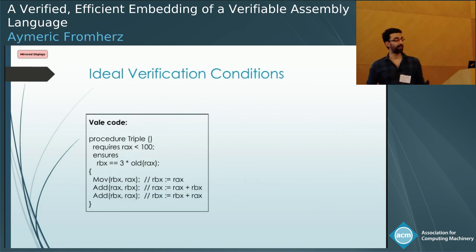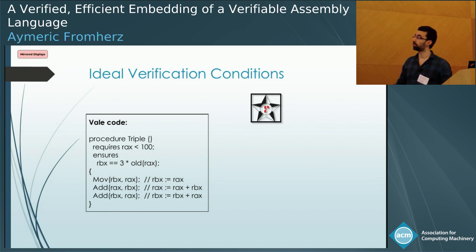So ideally, what would we want our verification conditions for Veil to look like? To explain this, I will consider this small Veil procedure called triple. And what we want this procedure to do is to set the final value of the RBX register to be equal to 3 times the initial value of the RAX register.